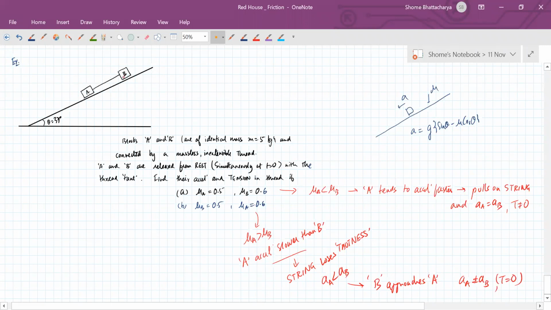Okay. So now based on that, you just make the FBDs. So for example, in the first case, you'll take common acceleration for both of them and assume there is some tension.